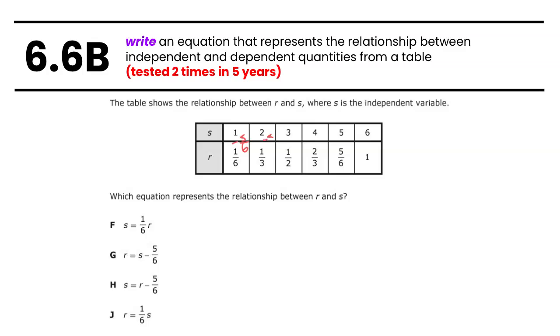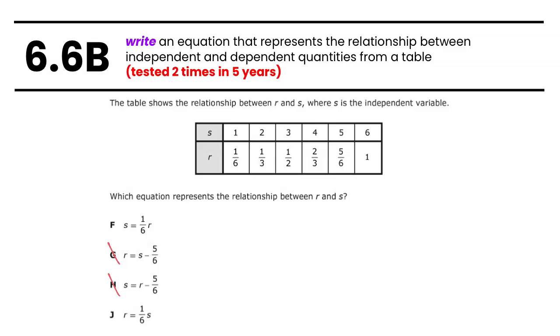But if you go to the next column and try that again, 2 minus 5 over 6 does not equal 1 over 3. And so therefore that rule is not correct, and we know that we're not going to be subtracting in this particular case. And so what we want to do is eliminate any that say subtracting 5 over 6, which would be G and H. So the next thing we would try to figure out is, okay, maybe this is a multiplicative relationship.